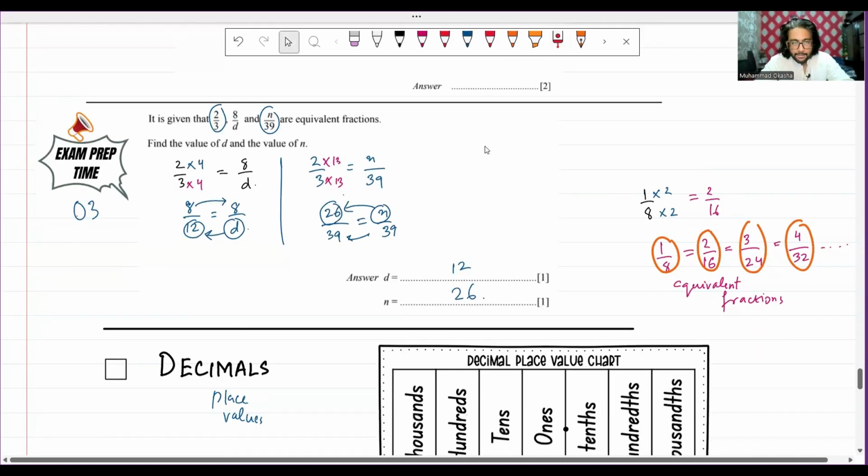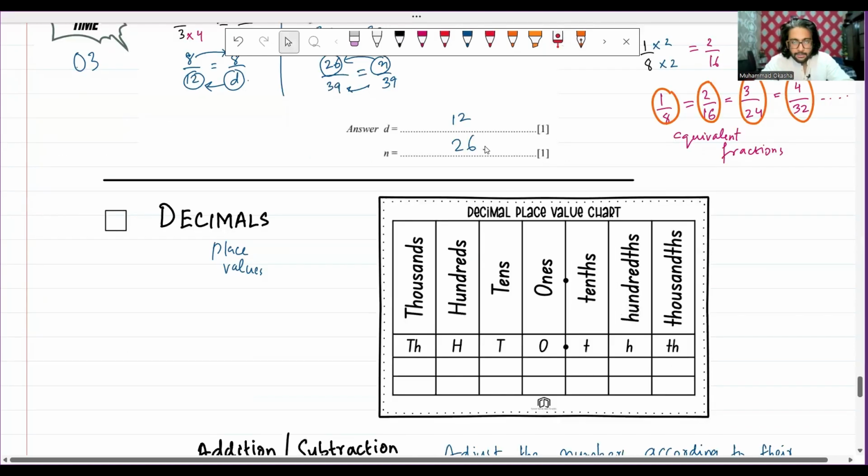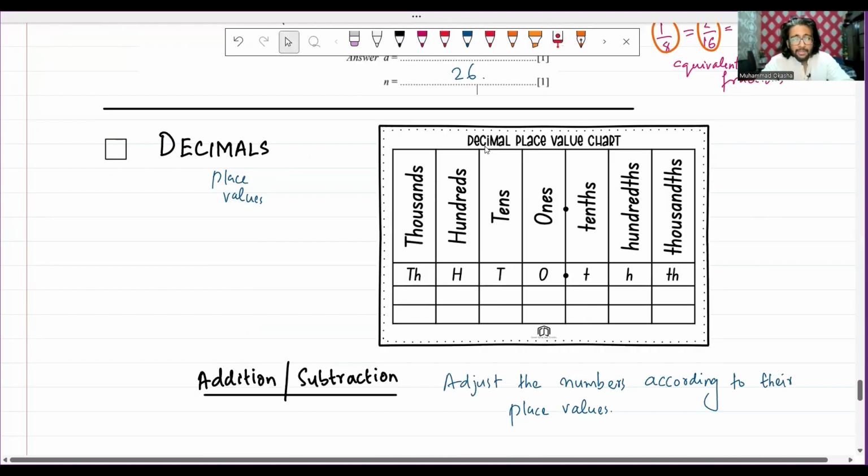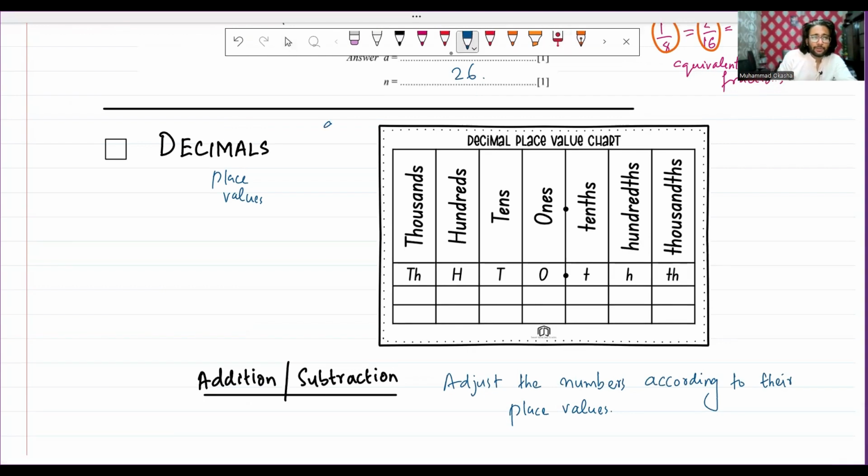The next section we're going to start is decimals. I think before understanding decimals, let's go back to grade 4. I'm sure this started in grade 4. Let's understand these, which are called place values. I hope you remember place values.